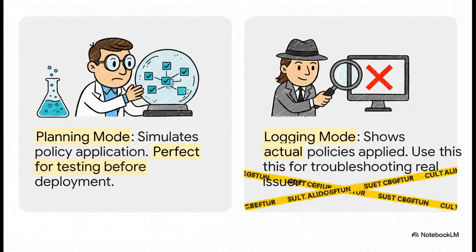So, RSoP has two really distinct modes. You've got planning mode, which is kind of like your crystal ball. It lets you simulate what would happen if you rolled out a new policy, which is just perfect for testing before you actually deploy anything. And then you have logging mode. That's for investigating the live crime scene. It shows you exactly what did happen on a machine, making it your absolute go-to for troubleshooting real-time issues.